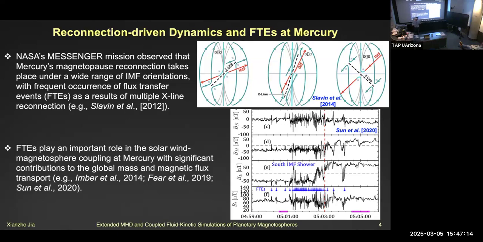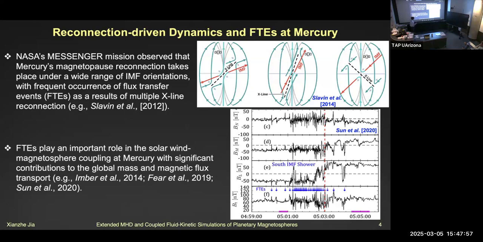Now, conventionally, we often invoke so-called anti-parallel reconnection to be the canonical picture in which we see reconnection happening. But we also know there's component reconnection that could also, in principle, happen when you have a finite shear between magnetic fields on the two sides of a current sheet. And what's surprising at Mercury is the FTEs and other reconnection products are seen over a very wide range of magnetic shear angle. Sometimes even when the magnetic fields are almost parallel to each other, you still see formation of the so-called FTEs on the magnetopause boundary, which is quite surprising.